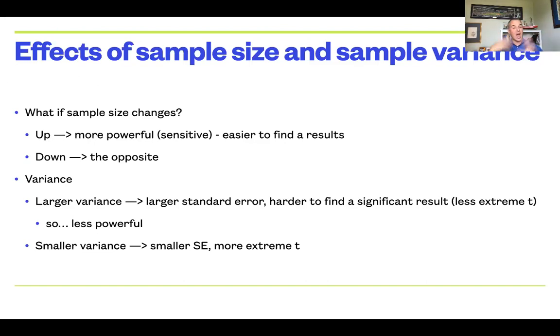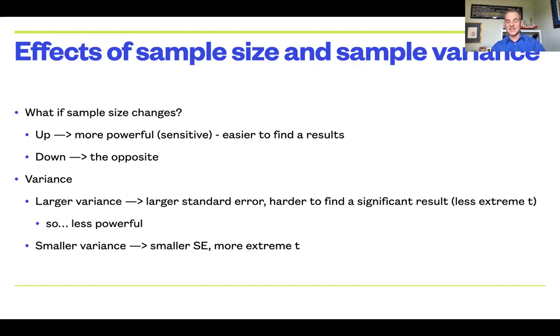As sample size goes down, the opposite happens. Our standard error goes up, and so our t statistic goes down for the same means and sample standard deviations. So all else being equal, when the sample size goes down, the t statistic itself will go down. It'll be less extreme, which means it is less likely to actually detect something. So when we have a larger sample size, we have a more powerful and more sensitive test. When the sample size goes down, we have a less powerful or less sensitive test.